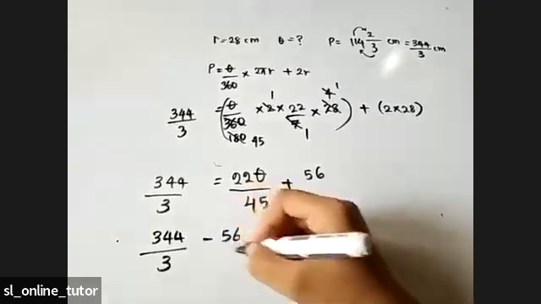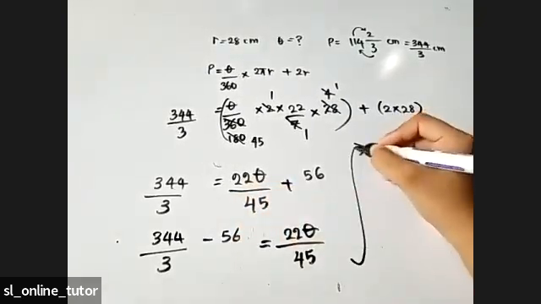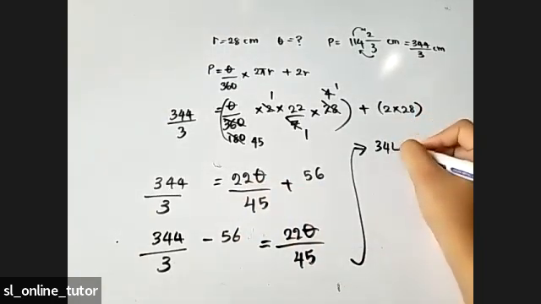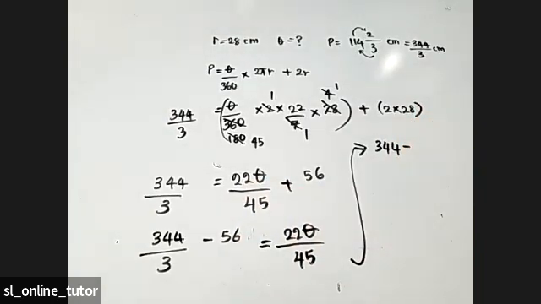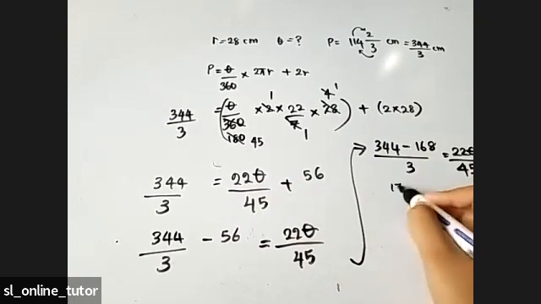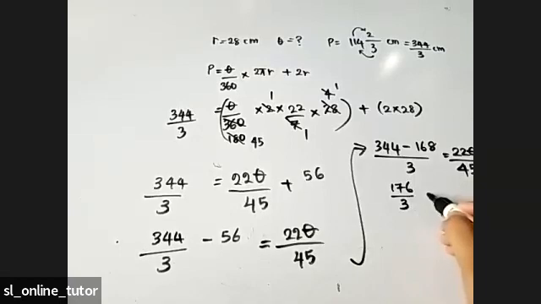Now solve this one. Make the common denominator. I'll take it to this side. 344 minus 56 into 3. You have to take the common denominator 3. So you get 56 into 3, 168. Now common denominator is 3. Did you understand? Now we'll subtract, 344 minus 168 means you are getting 176 upon 3. Right? Then you can take the denominator 45 also, equal to 22 theta.